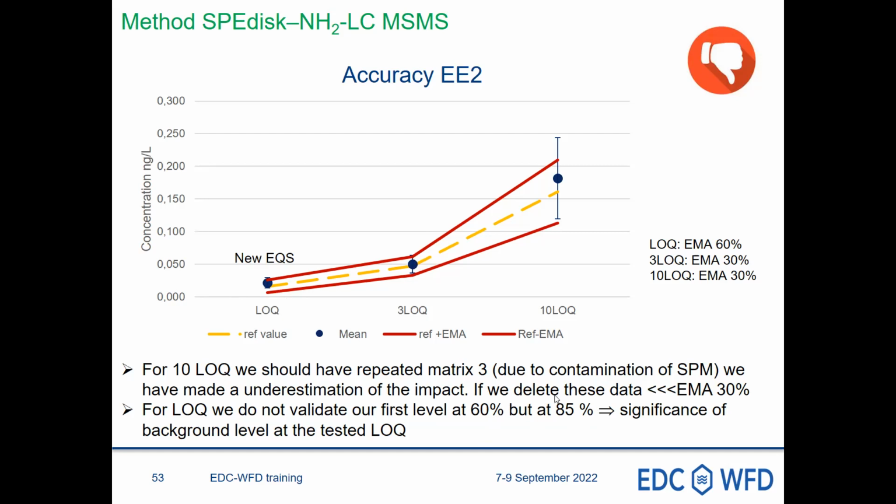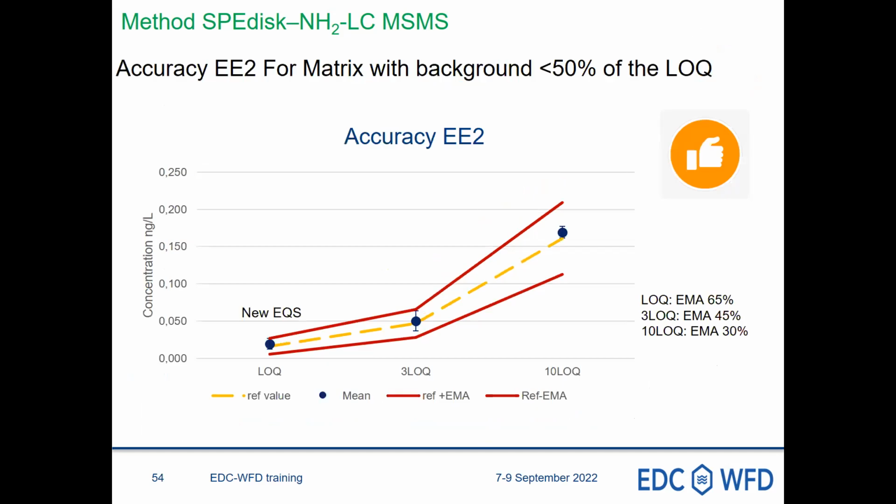But once again, our problem was we did not find matrices without significant background. And once again, if we delete the matrices where we have significant backgrounds, that's to say backgrounds which are upper than 60% of our spike, yes, here we are okay. We respect the EMA, and when we scratch the bad data where we have a contamination, of course, our method is totally okay. So this method, once again, has the potencies to be used.